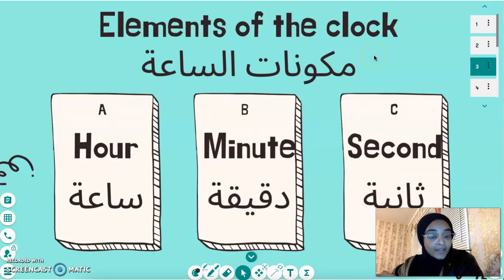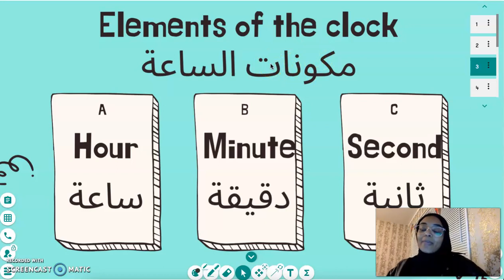So في البداية, in the beginning, we're going to learn about elements of the clock, or مكونات الساعة. مكونات is the Arabic word for elements. مكون is the singular for مكونات, and the ta is the equivalent of the s, so it makes the word plural. So مكون, that's element. مكونات, that is elements.